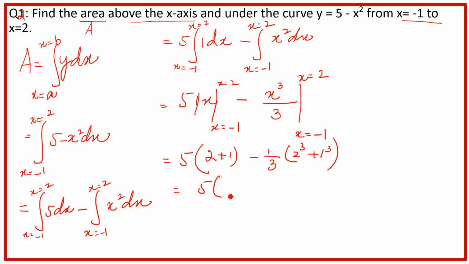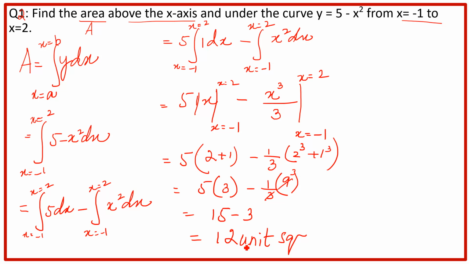So it is 5 into 3 minus 1 over 3, or I can write directly 8 plus 1, 9. Or if you want, you can do it in 2 steps. I will write directly: so it is 3, so it will be 15 minus 3, which is equal to 12. Whatever is the requirement, this is the area, in centimeter, meter, whatever the unit. If it is meter, you have to write meter square, or centimeter square. That is why I have used the word unit. Only this is the requirement of your question, and this is the answer.